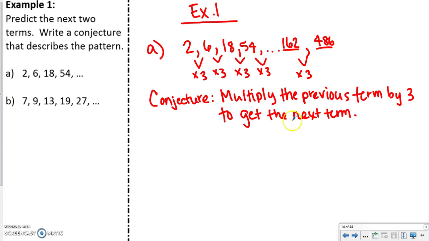Okay, so these problems would be worth 2 points. 1 point for both of these, so halves each, and then 1 whole point for your conjecture. Okay? All right, now let's look at B.